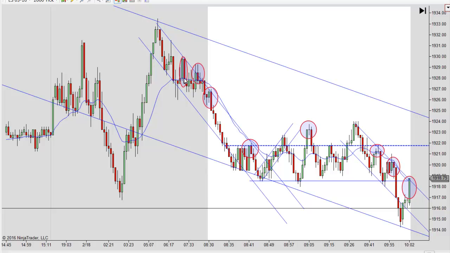Nice setup there. It's a pretty quick and easy move. It does kind of go sideways, but then it just gives you another setup right off the same trend line. And this is a failed second entry long as well here.